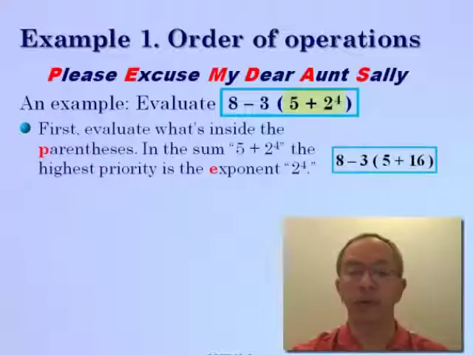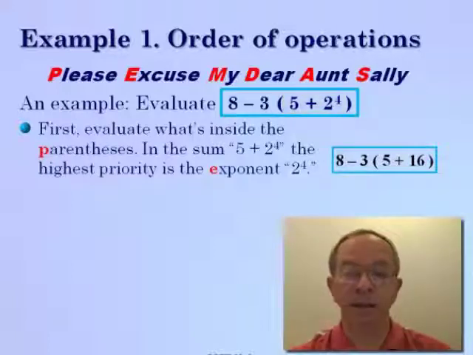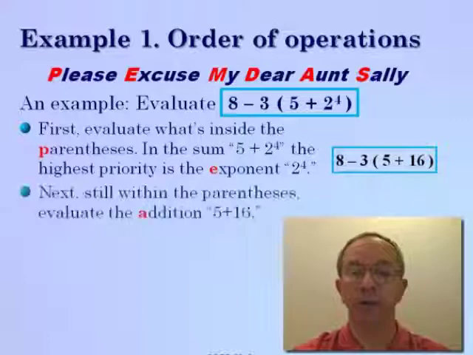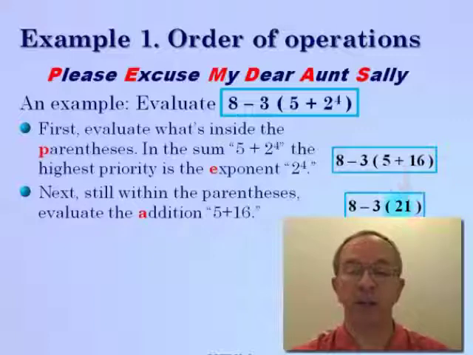Inside the parentheses is 5 plus 2 to the 4th. And which should we evaluate there first? We should evaluate the 2 to the 4th first because it is the exponent, which is the next thing after parentheses. And 2 to the 4th is equal to 16, so we simplify our expression to 5 plus 16 inside the parentheses, but we're still working inside the parentheses. Now we need to do that addition, which is the only operation left, and so that'll give us 5 plus 16 is 21.